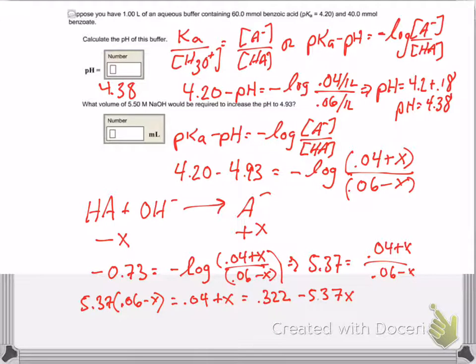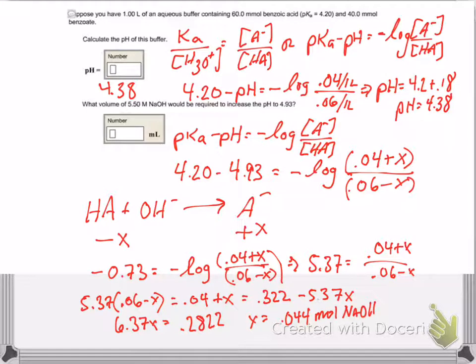And when we do that, we get this expression. We put all the x's on one side, all the constants on the other. And we get x is 0.04. Right, so that's the quantity that we have to add to the numerator and subtract from the denominator to get the right ratio, so that when we take the negative log, we get the new pH that's desired.